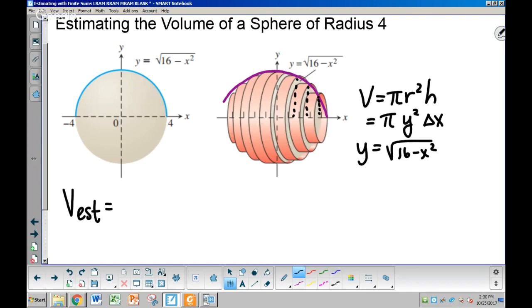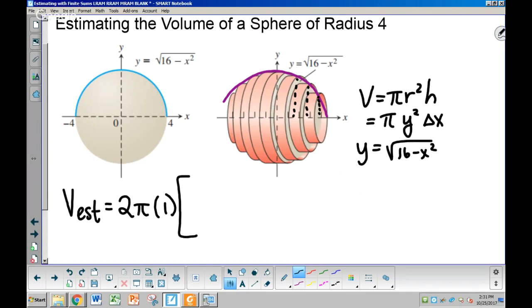All right, so if I were going to write this out, could I multiply this by 2 and just do from 0 to 4? Yeah. So we're going to go 2 times, and what's common to each one of these cylinders? Pi is the same, and delta x is the same. But what is delta x? It looks like it's 1, because I'm adding up 8 of these: 1, 2, 3, 4, 5, 6, 7, 8. So delta x is 1.